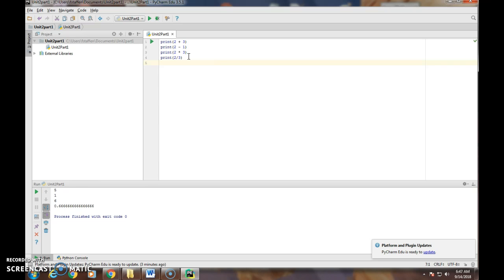There are a couple new ones that you might not be familiar with. They're a little bit different than ordinary math, and that's if I did something like, let's guess, 2 star star 3, and let's see what I get. Okay, and notice I get 8. This is how we take 2 to the third power.